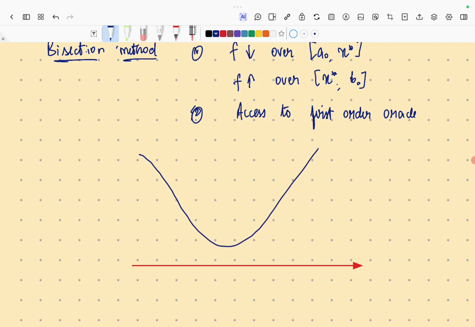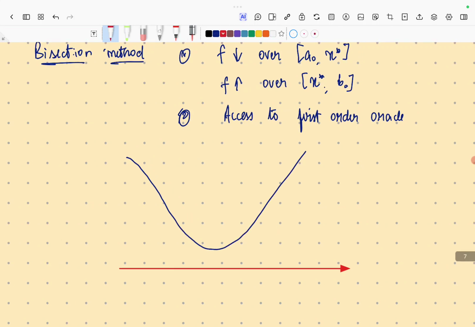So I have some function over here, and my search space is A0 to B0. What I'll do at every step is fairly simple. I'll take the midpoint between A0 and B0.